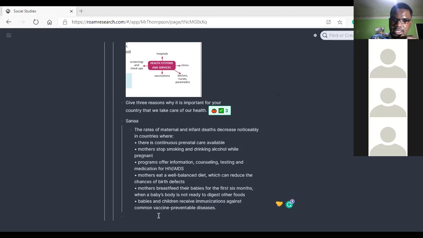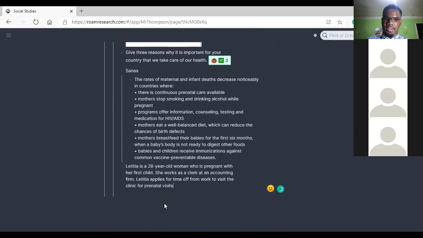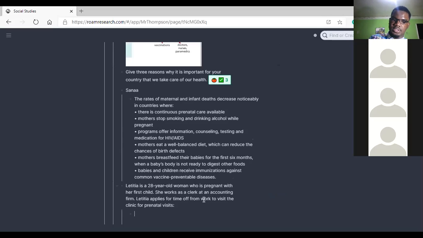Now, with that said, let's look at a case study, and your job is going to be to answer 3 questions for me. Letitia is a 28-year-old girl who is pregnant with her first child. She works as a clerk at an accounting firm. Letitia applies for time off from work to visit the clinic for prenatal visits. Question 1.